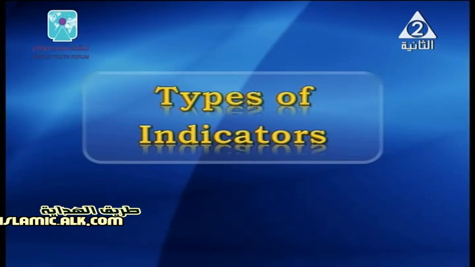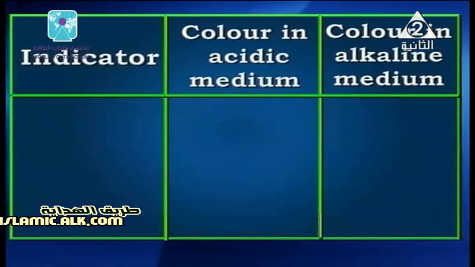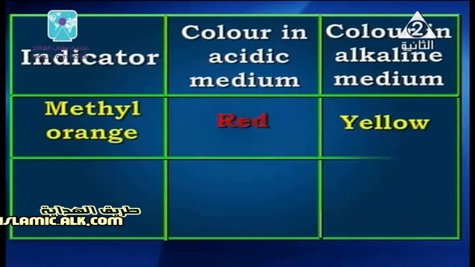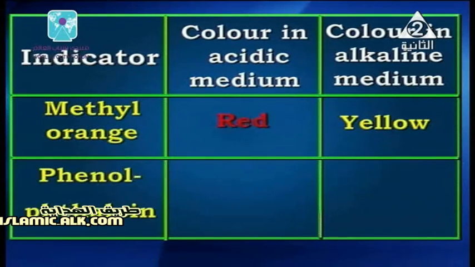The types of indicators. As the screen shows this table of comparison between different types of indicators and their color in the acidic medium and alkaline medium. First one is the methyl orange. Its color in acidic medium is red, while in basic medium is yellow. Second one is the phenolphthalein, has colorless solution in acidic medium and red color solution in alkaline medium.